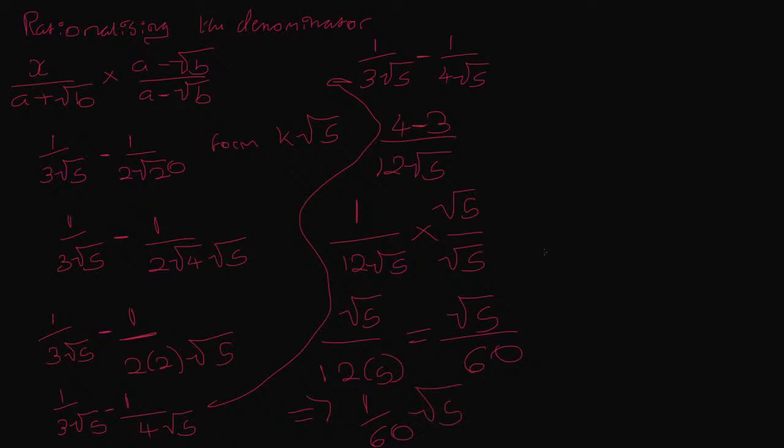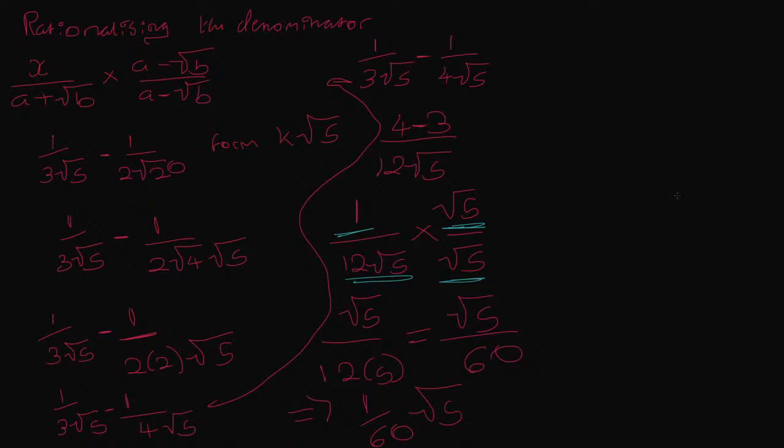Alright, so to rationalize the denominator, you multiply the top and bottom by the surd. And that's what we did. So you can see here we multiply the top and the bottom by the surd. And that's how we rationalize it. Okay, and rationalize means getting rid of the surd in the fraction.